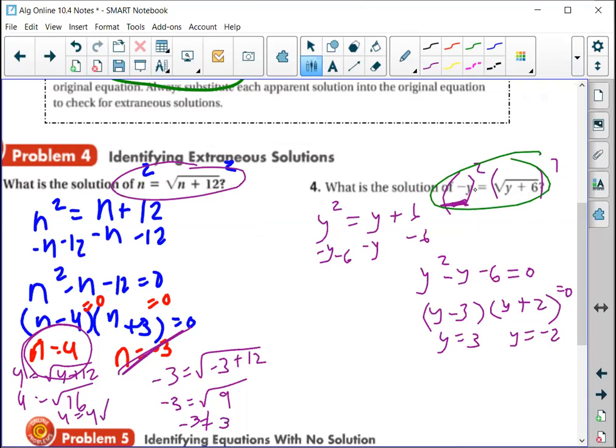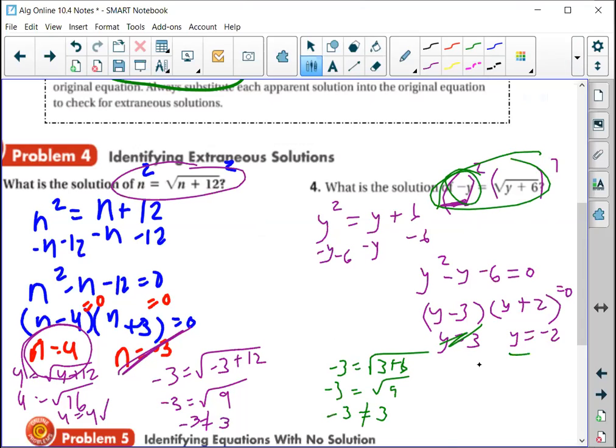Now for this one here, remember we started off with a negative y. So we want negative 3 equals the square root of 3 plus 6. Then we have negative 3 equals the square root of 9. And that gives us negative 3 equals positive 3, which is not correct. So we're going to eliminate that option.